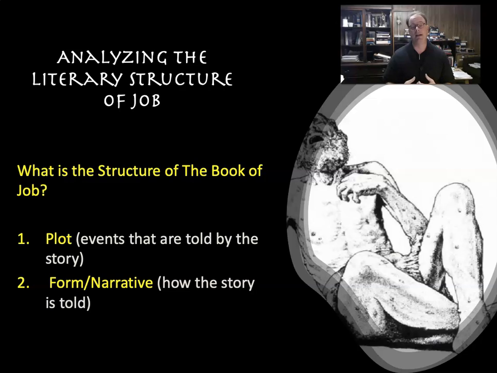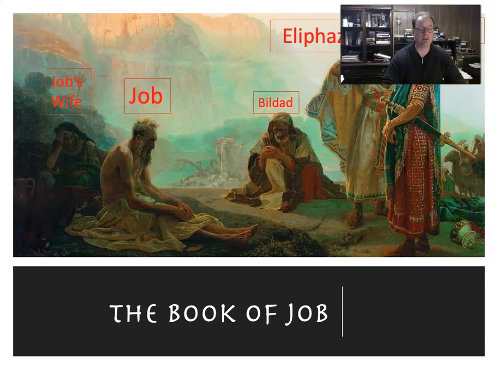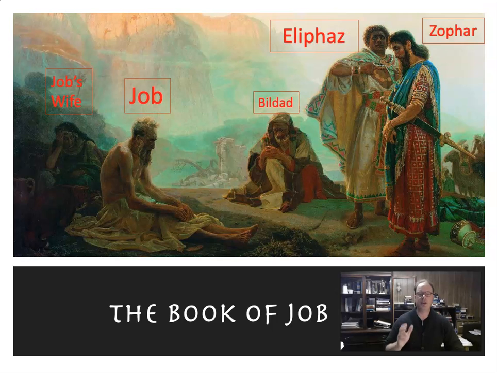So we could break that down in a parallel way and speak of plot, which is the substance, and form, which is how that substance is conveyed to us, right? We said the content is the what and the form is the how the what is told, so to speak. So let's for a moment talk about what the plot of this story is. Here we've got Job on the left. We've got his wife in the background, a more minor character.